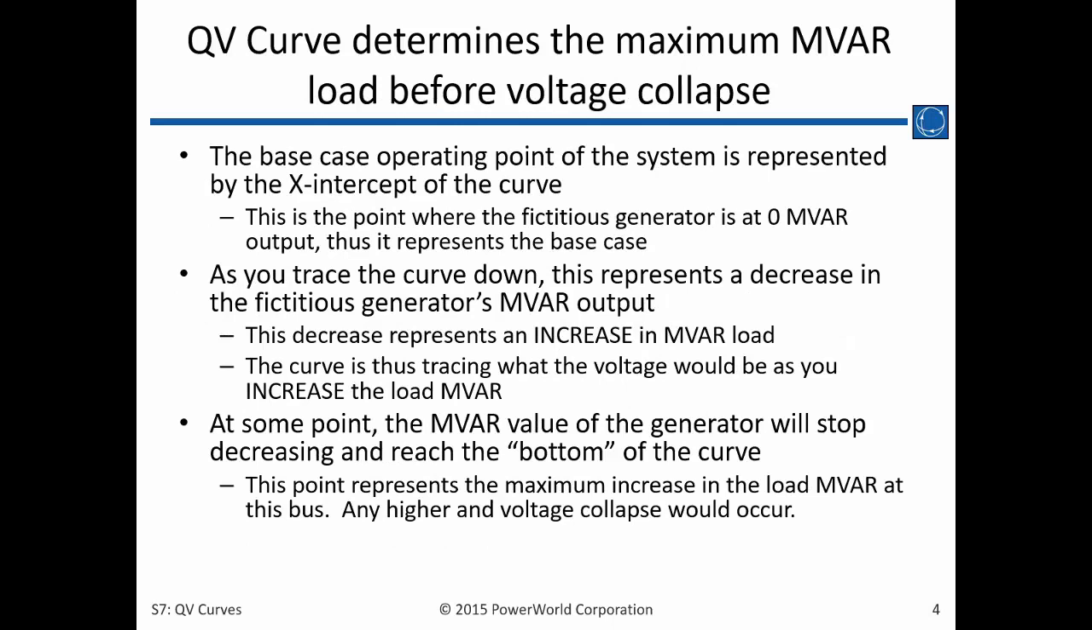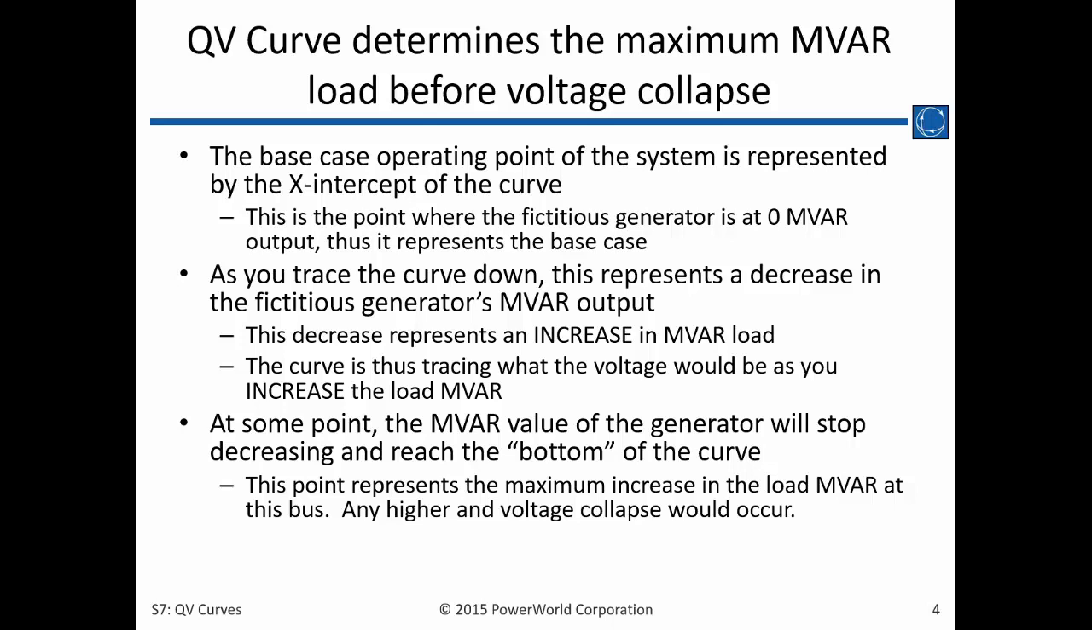The base case operating point of the system is represented by the x-intercept of the curve. This is the point where the fictitious generator is at 0 megavar output, or in other words, the base case condition. As you trace the curve down, it represents a decrease in the fictitious generator's megavar output, which represents an increase in megavar load. So what we're really doing is we're increasing the megavar load demand. And therefore, as you can imagine, if you're increasing the VAR load, your voltage should be going down. So the curve is thus tracing what the voltage would be as you increase the load megavar and decrease voltage.